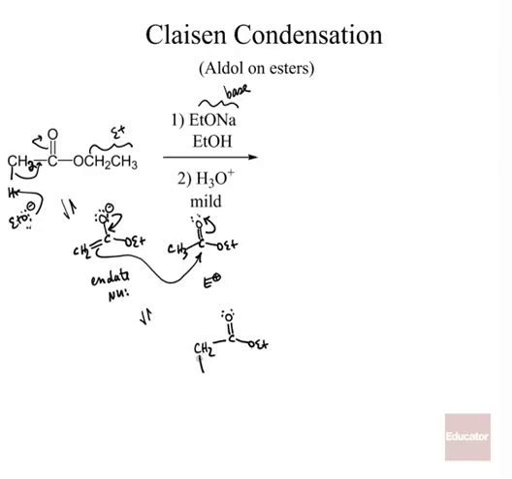Single bond to the alpha carbon, new carbon-carbon bond here. Very good. And then we have what's on this carbon? We have a CH3. We have an O minus. And we have an O ethoxy. We have an O ethyl.